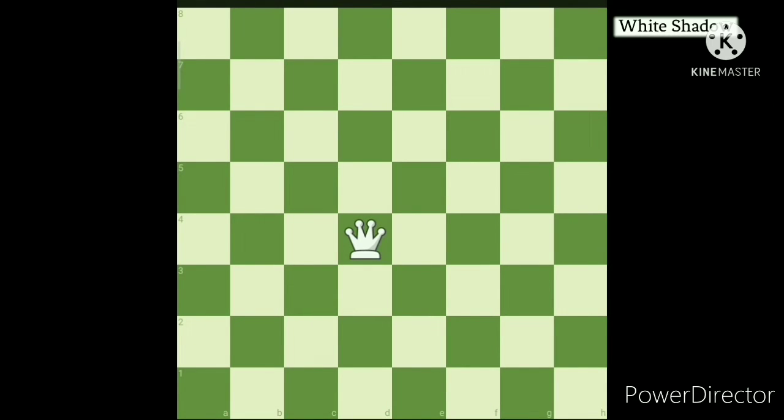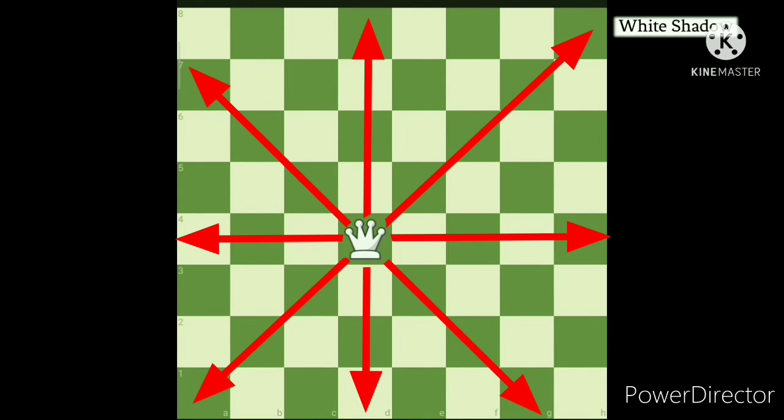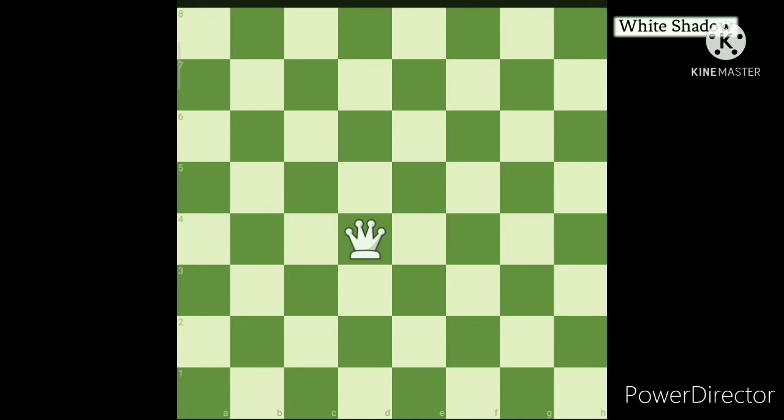Now we will see how does a queen move. Queen can move diagonally as well as in the shape of plus as many squares as she wants and can capture any piece that lies on its path. It is the strongest piece on the chessboard.